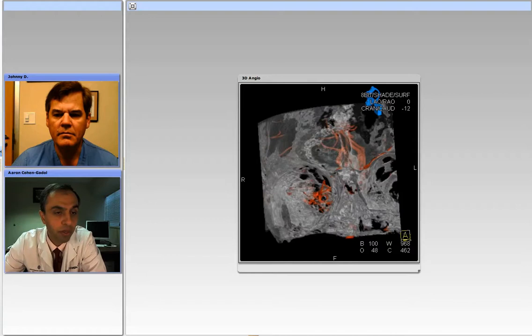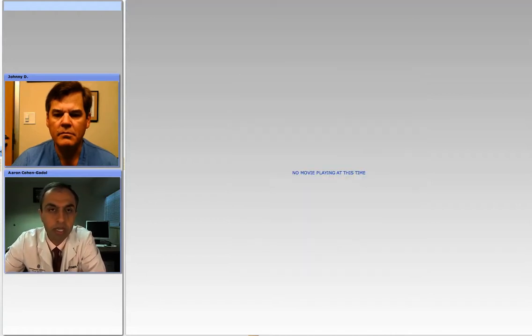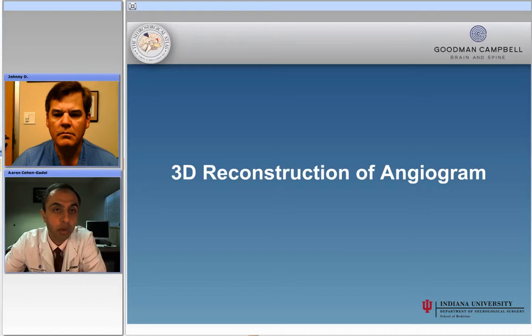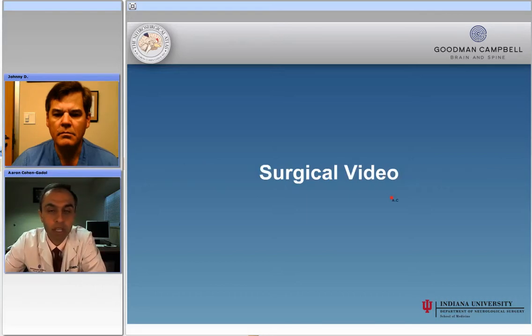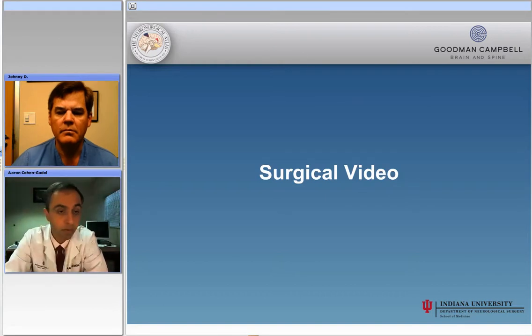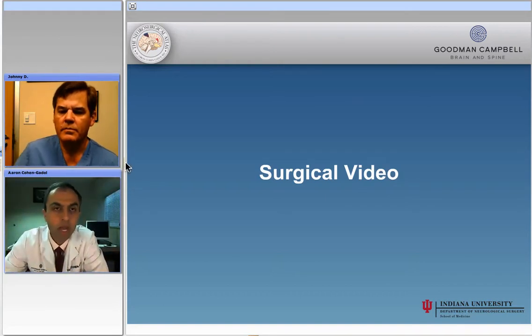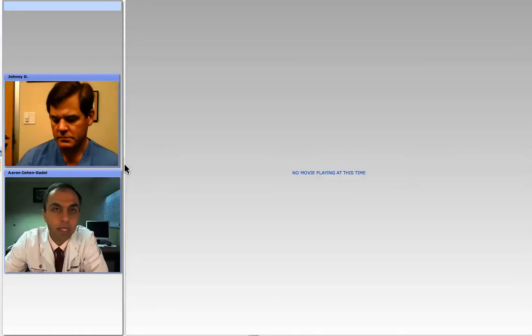As you know, the finding in this patient would lead us to believe treatment is indicated due to the fact that the fistula does have cortical venous drainage and could potentially place the patient at future risk of cerebral hemorrhage or further cerebral hemorrhages. Let's go ahead and review the surgical video in this case.